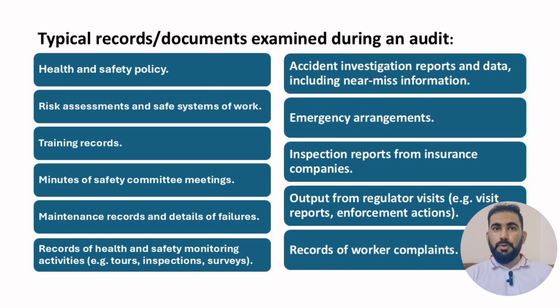During an audit, various records and documents are reviewed to assess the health and safety management, which include the health and safety policy, the risk assessment, the safe system of work, and the training records. The auditor also checks minutes from the safety committee meetings, maintenance records, and monitoring activities like inspections and surveys. Accident reports, emergency plans, insurance inspection reports, regulator visit reports, and the records of worker complaints are also examined by the auditor.